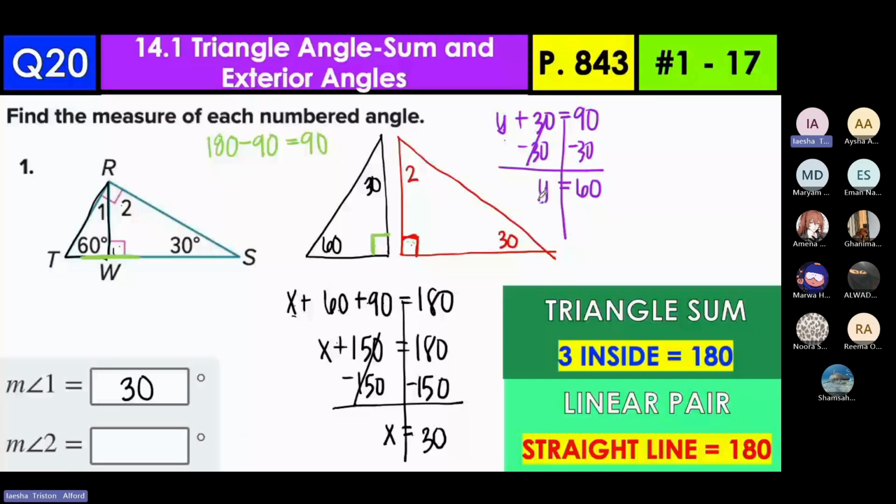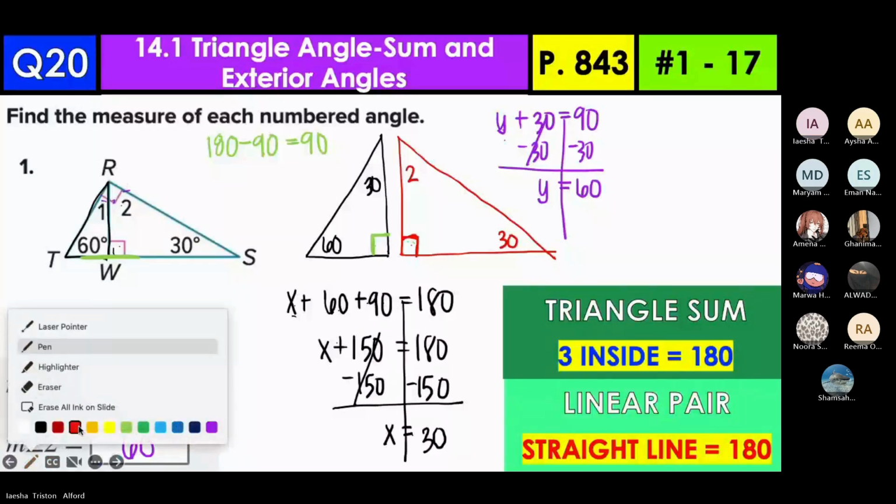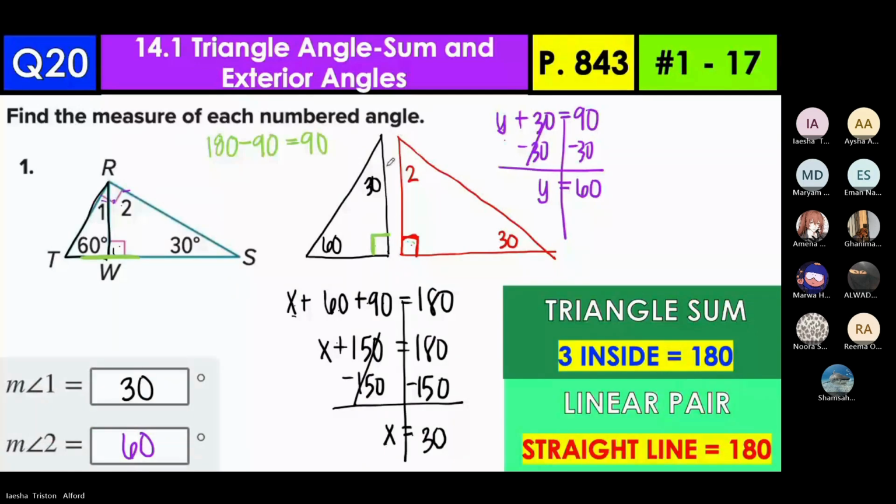So the measure of angle 2 is 60. That's one way you could do it. Yes, you could, because you know that these two are 90. What's another way you could do it with triangle sum? Okay, so what's your equation? 90 plus x plus 30 equal 180.